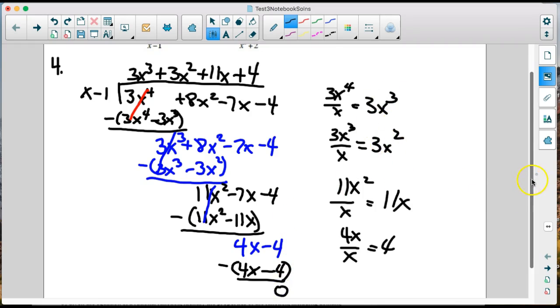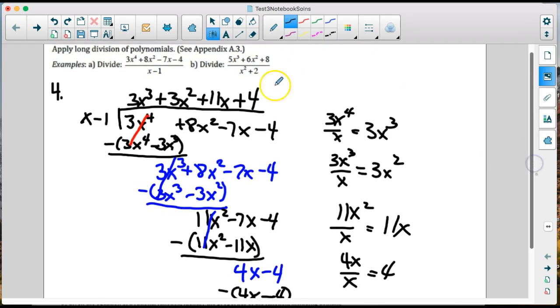So the solution to this division problem is 3x to the third plus 3x squared plus 11x plus 4. That's going to be a factor of this polynomial when we divide by x minus 1. This is our solution to that division problem.